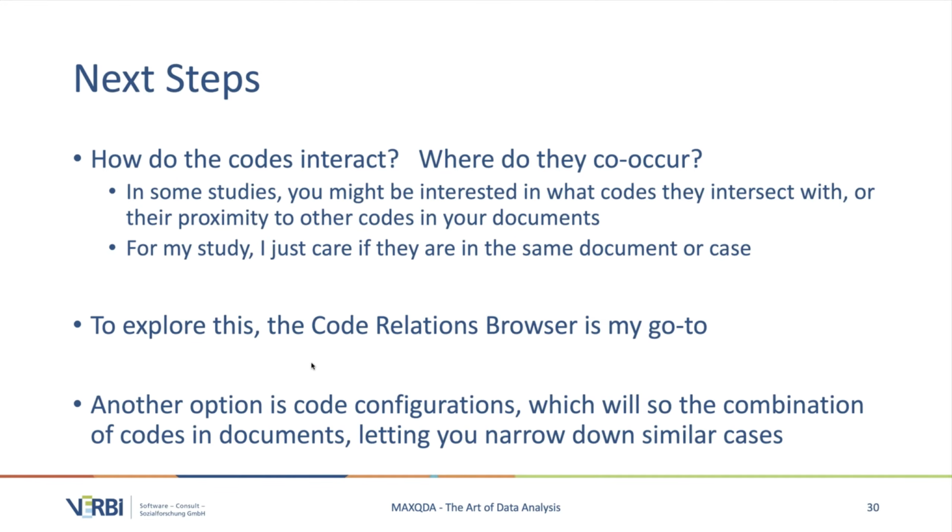So we've looked at that data. The next step is, how do codes interact? Where do they co-occur? Now, in some studies, you might be interested in what codes they intersect with or their proximity to other codes in a document. I don't. And for this project, that's not what I'm doing.